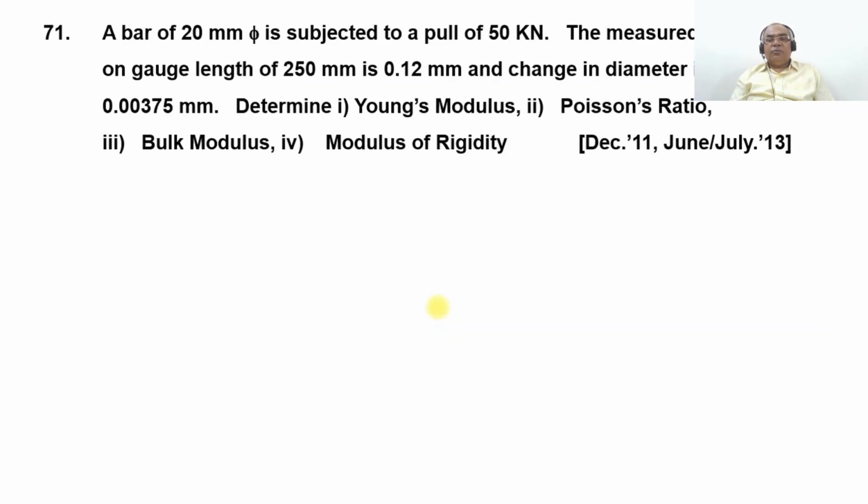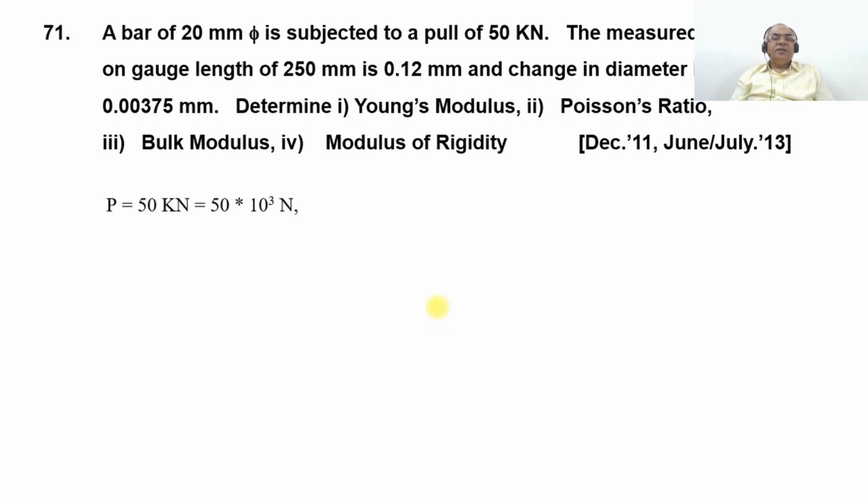So next we will take up one more problem, problem number 71. A bar of 20 mm diameter is subjected to a pull of 50 kilonewton. The measured extension on a gauge length of 250 mm is 0.12 mm and the change in diameter is 0.00375 mm. Determine Young's modulus, Poisson's ratio, bulk modulus, and modulus of rigidity, which is a direct substitution problem.